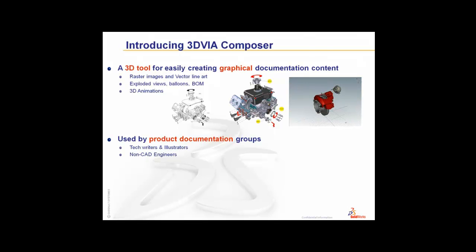The typical 3D Via Composer users will be people working in product documentation groups, such as technical writers or illustrators. They usually do not have access to SolidWorks and will either recreate graphics in a 2D illustration program or rely on engineers to generate graphics in SolidWorks for them. This is a manual and time-consuming process that must be redone every time a change in the design occurs. With 3D Via Composer, updating the documentation can be done in a single click thanks to the associativity kept by 3D Via Composer with the SolidWorks files.